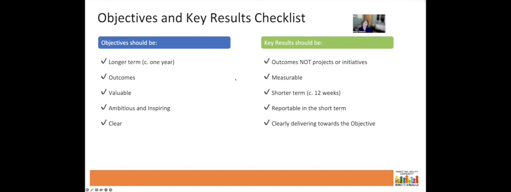Normally shorter term. Again, what does shorter term mean? It depends on the company cycle. But if you work in annual cycles, then you might have 12-week key results, so you'll have four lots of key results for the year. You've got to be able to measure them in the short term, otherwise you're not going to know whether you're on track or not. So something that is reportable and measurable, and clearly delivering towards the objective.